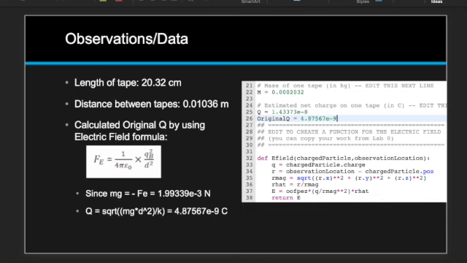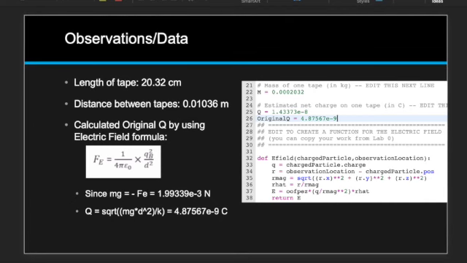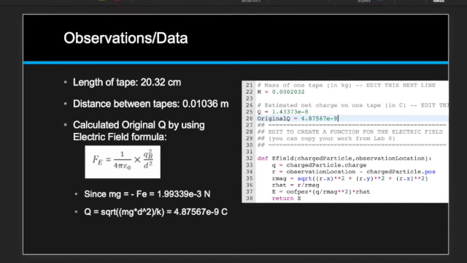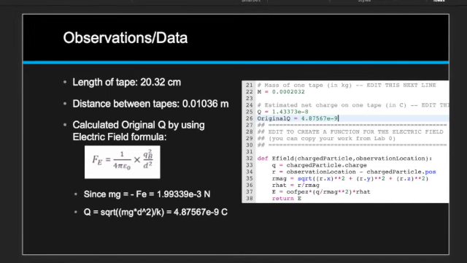Now for the observations and the data. So first, the length of each tape was approximately 0.2032 meters, and the distance between the tapes was 0.01036 meters, and both of these were found from the original lab.